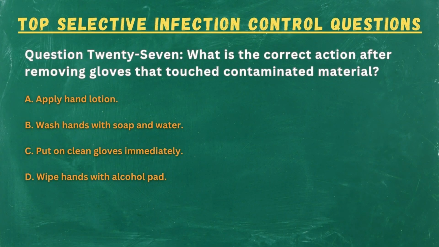Question 27. What is the correct action after removing gloves that touched contaminated material? A. Apply hand lotion. B. Wash hands with soap and water. C. Put on clean gloves immediately. D. Wipe hands with alcohol pad. Answer. B. Wash hands with soap and water.